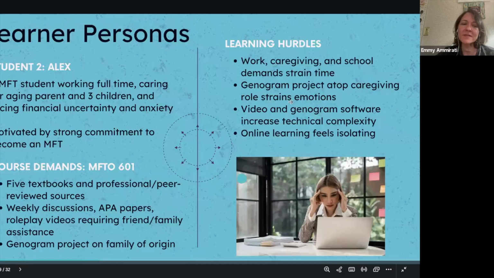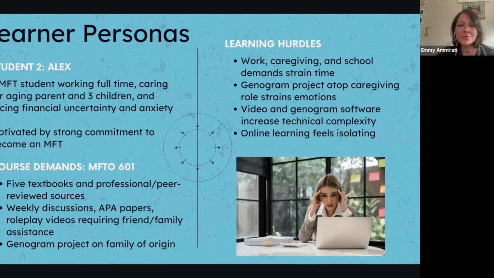Let's think about the course that they're taking. MFTO 601 is a foundational course that introduces students to many dimensions of the MFT program. Alex has to engage with 5 textbooks, which I mean, I would have trouble keeping 5 textbooks together. There are professional resources from the American Association for Marriage and Family Therapy. They have to do some networking regarding internship sites during this course. They're engaging with peer-reviewed journal articles and clinical demonstration videos.